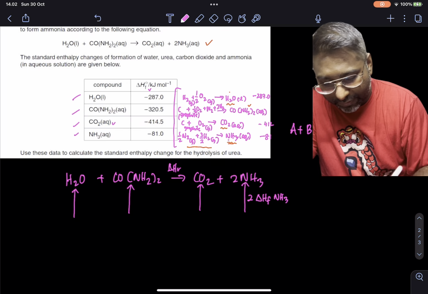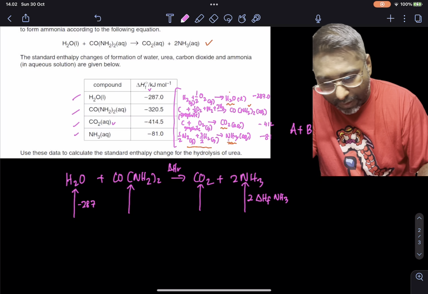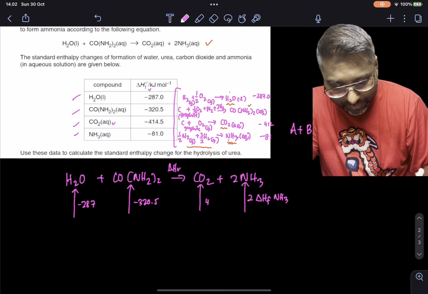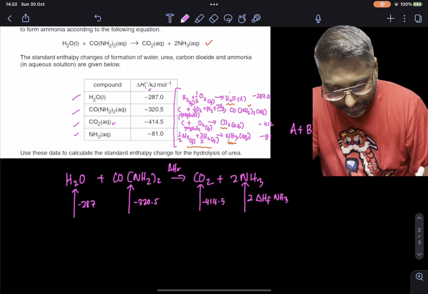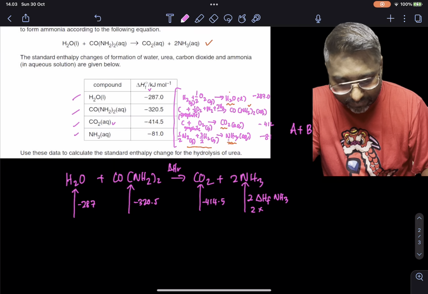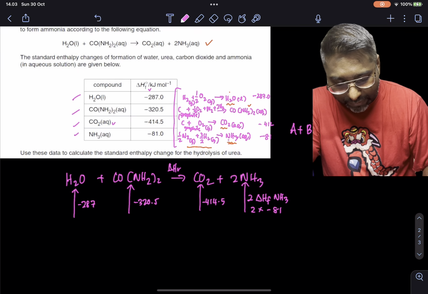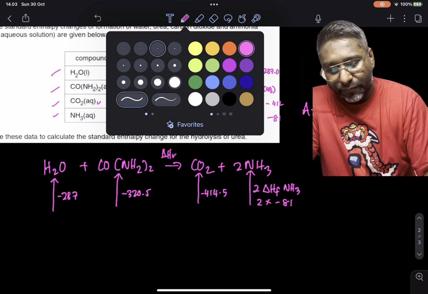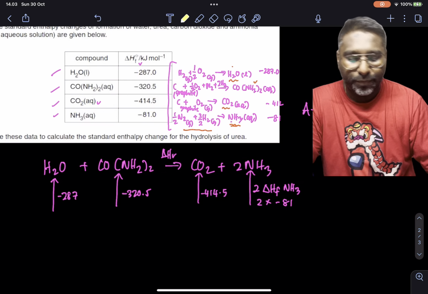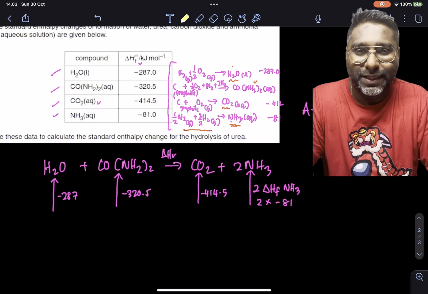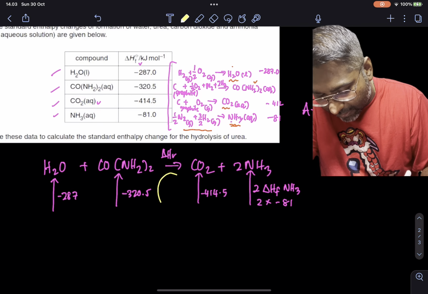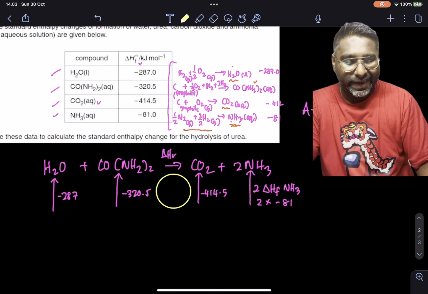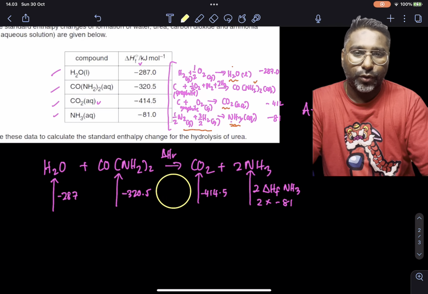Water is negative 287, urea is negative 320.5, and this one is negative 414.5, but for this one we need to be careful: 2 times enthalpy change of formation, negative 81. So 2 times negative 81. What we are going to do, according to Mr. Gopi's method of the formation method, is put a circle in the middle. This is going to guide us on how to apply Hess's formula.